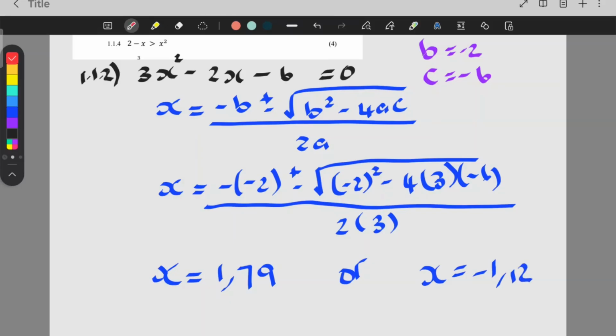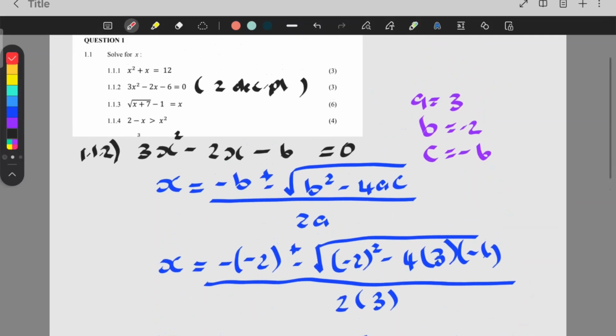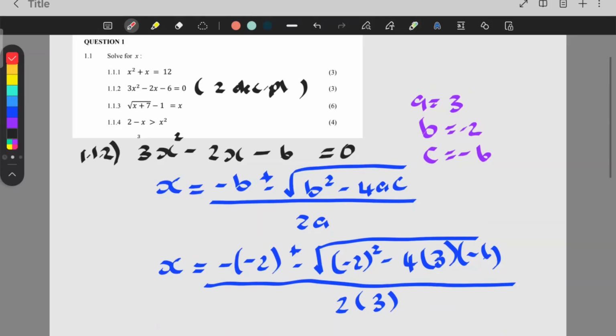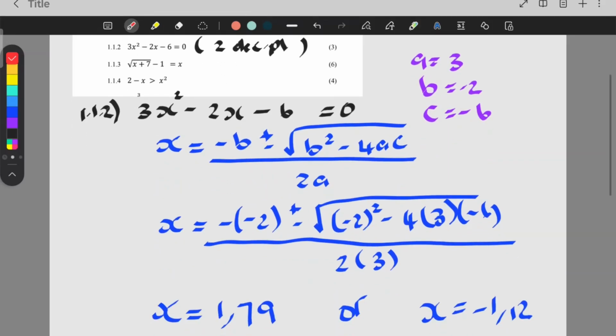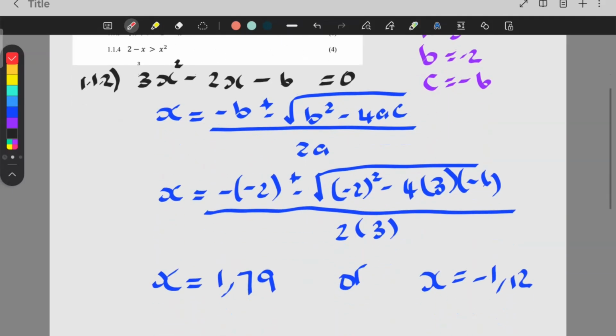So how do they mark this question? First thing, they don't give a mark for standard form because it was in standard form. Subbing it into the formula. So writing the formula down is not a mark. Subbing it into the formula, and then 1 mark for this answer and 1 mark for that answer. In this question paper, this was a 3-mark question.